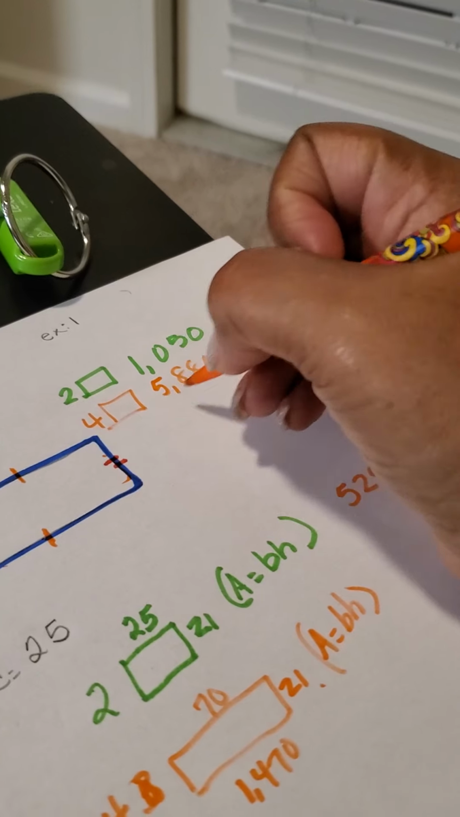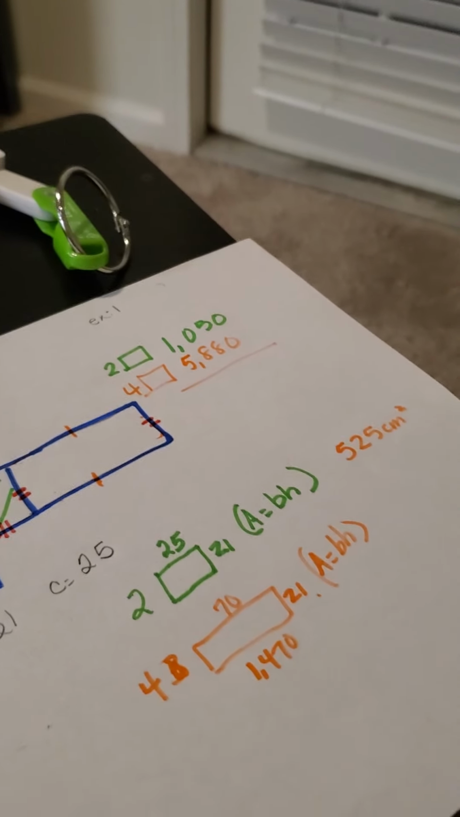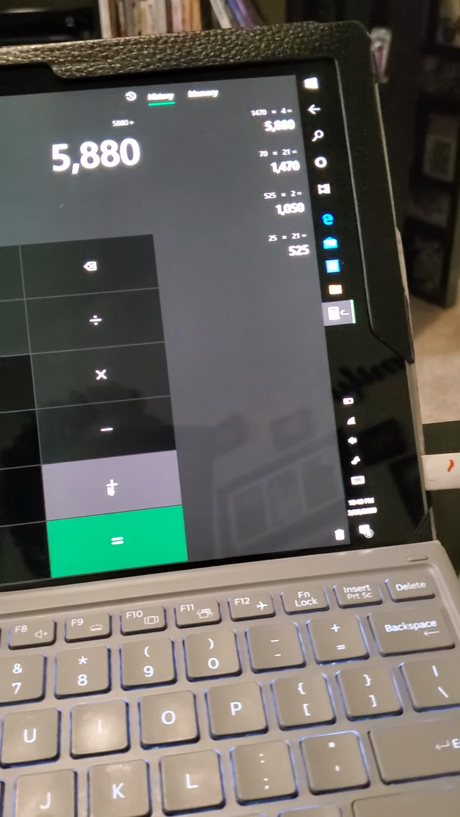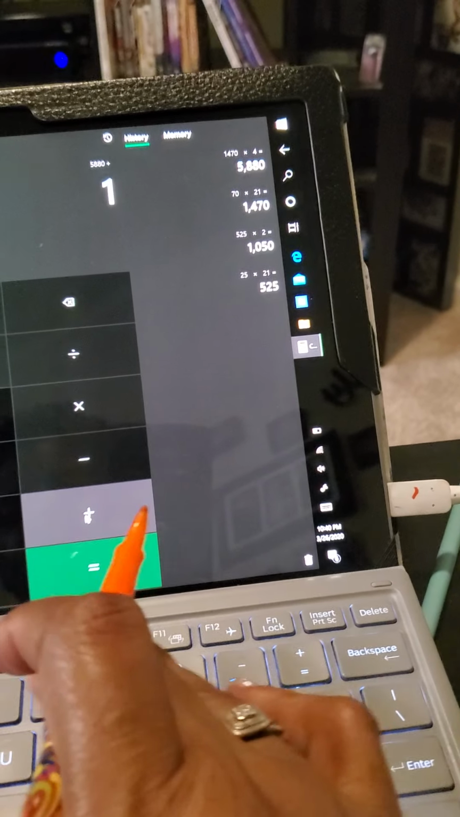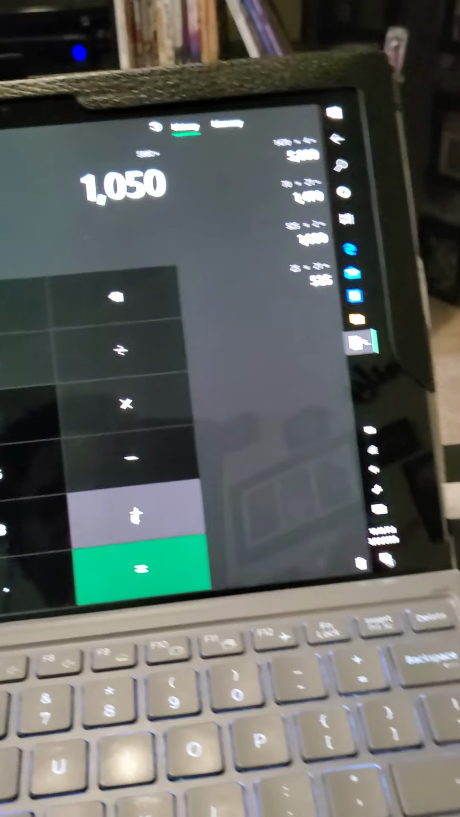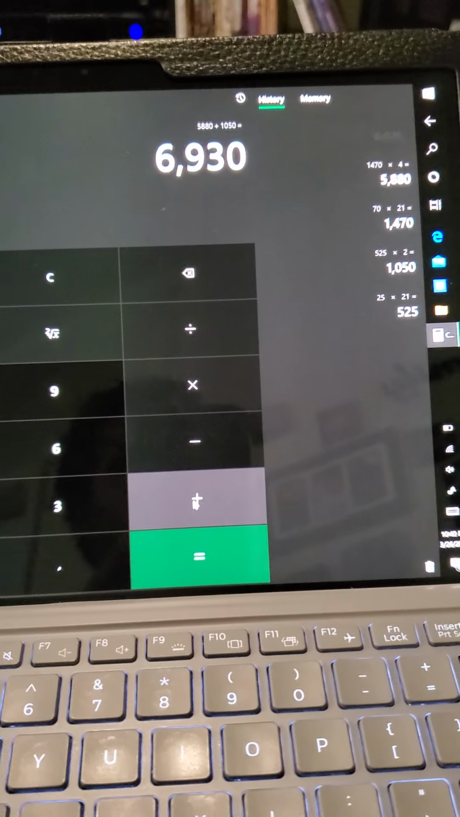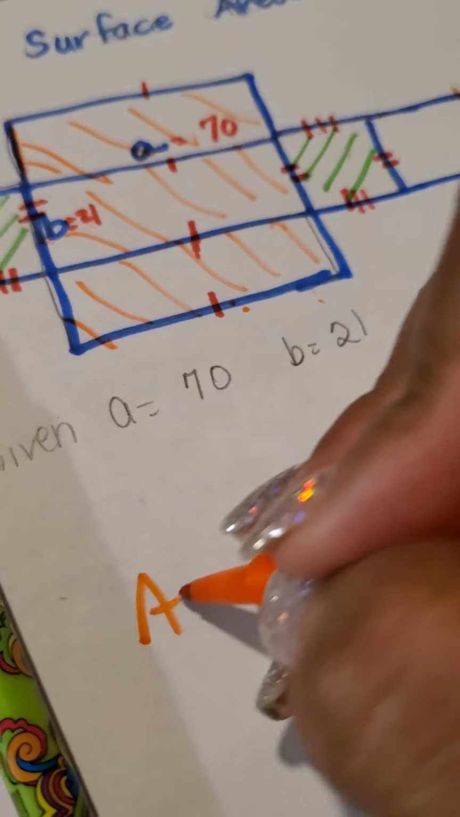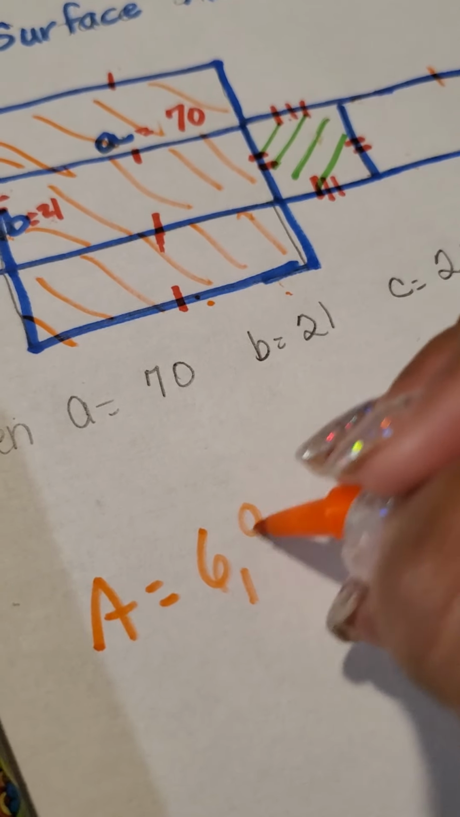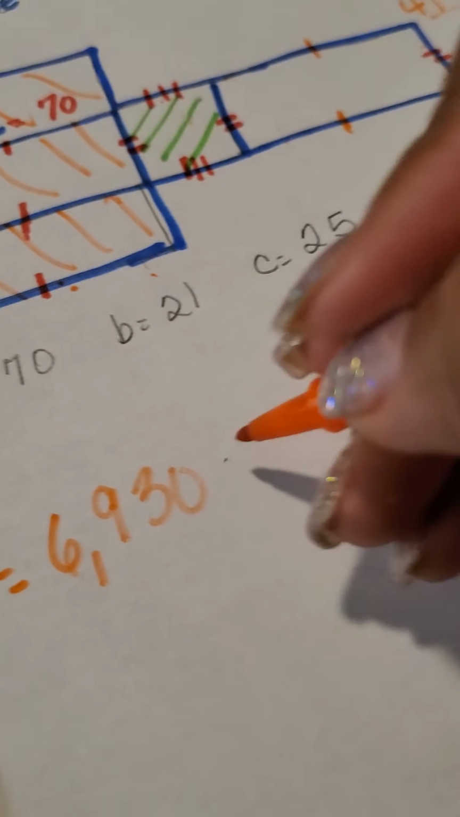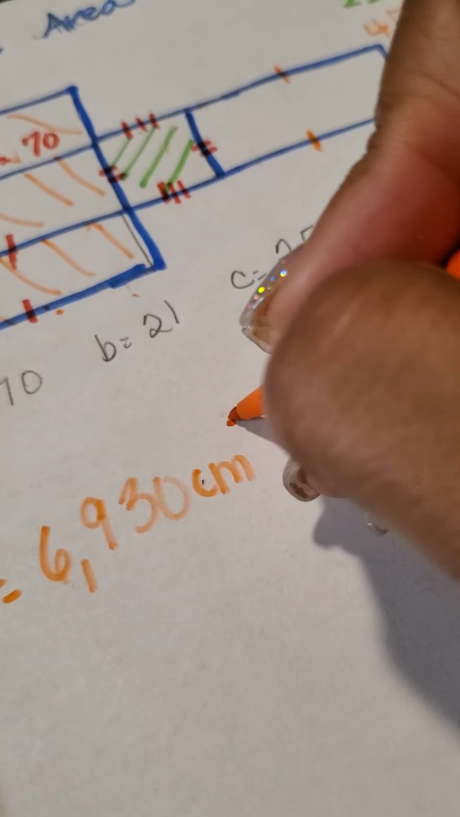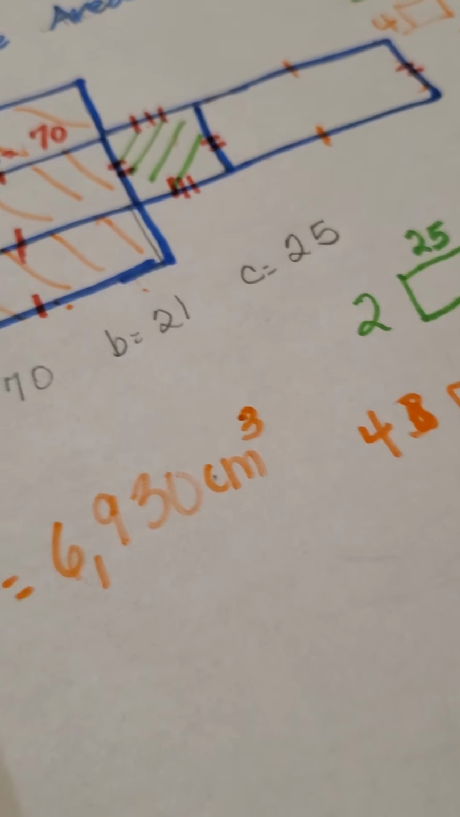So that's going to give me 5,880. Now, total means to add, so I'm going to add 5,880, and I'm going to add the total area of the 2 green, which are 1,050. And my total area for this shape is 6,930 centimeters. And since it's surface area, we could put square or cubed, okay?